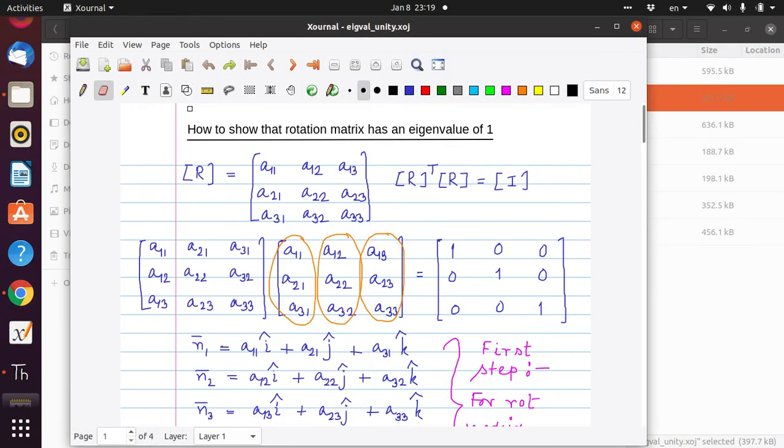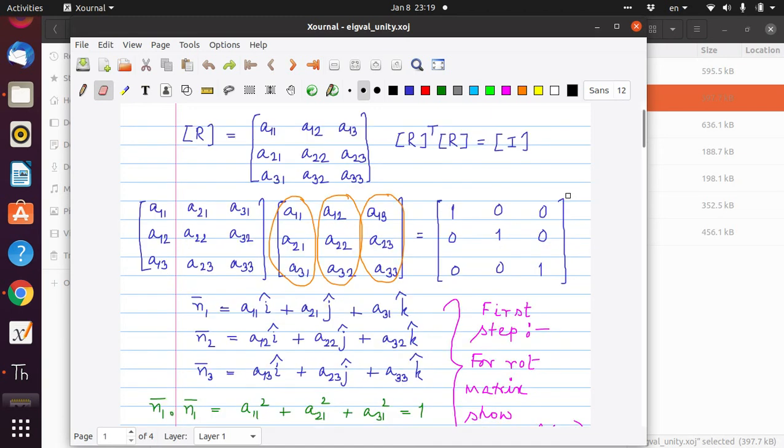So here we'll show that the rotation matrix has an eigenvalue of 1. Suppose this is the rotation matrix and the elements are this. So it's the first row, second row and third row, and we know a rotation matrix is an orthogonal matrix, so R transpose R is equal to 1, or the transpose is the inverse.